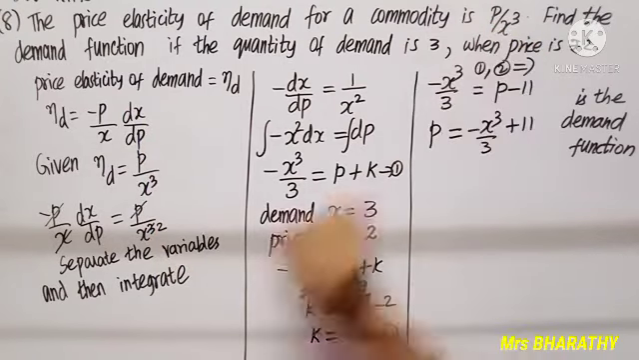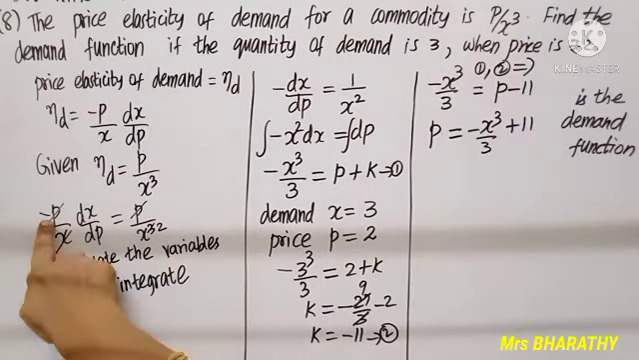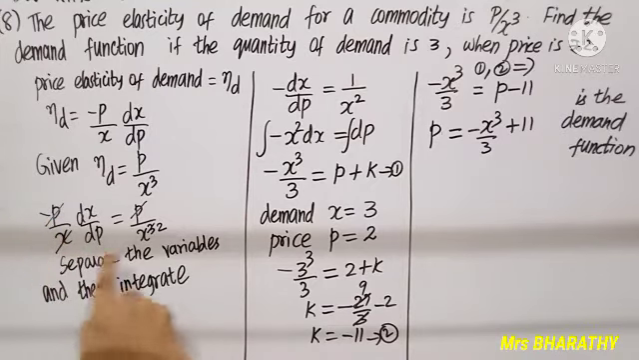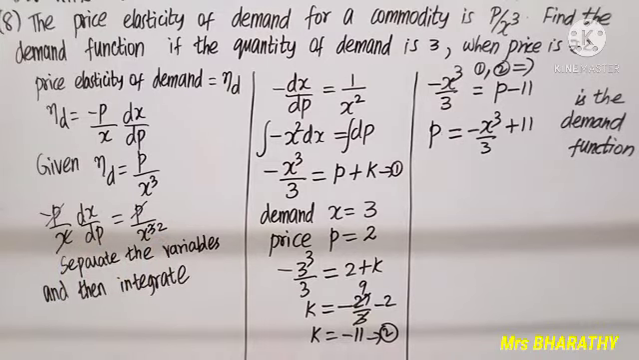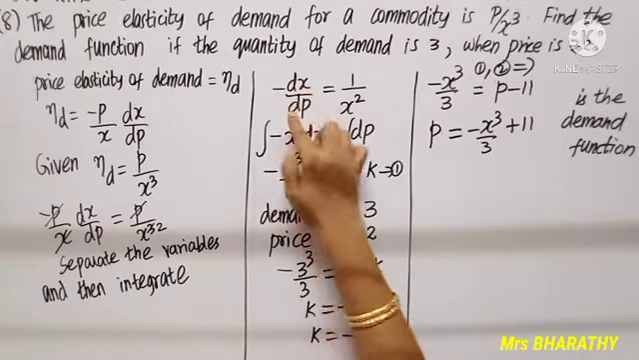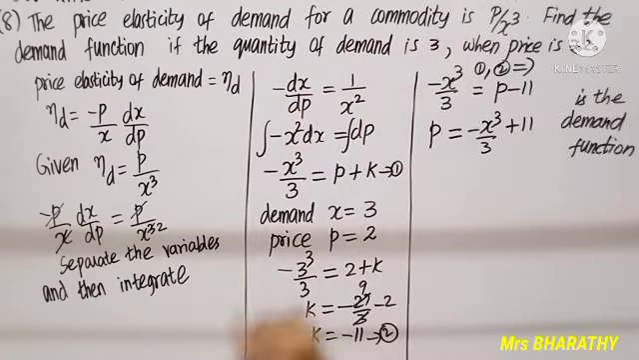Given it is p by x cube. Cancelling p on both the sides, and x cube cancels by x square. Minus dx by dp is 1 by x square. Taking x square here and dp here. So this we call separating the variables and then integrating.